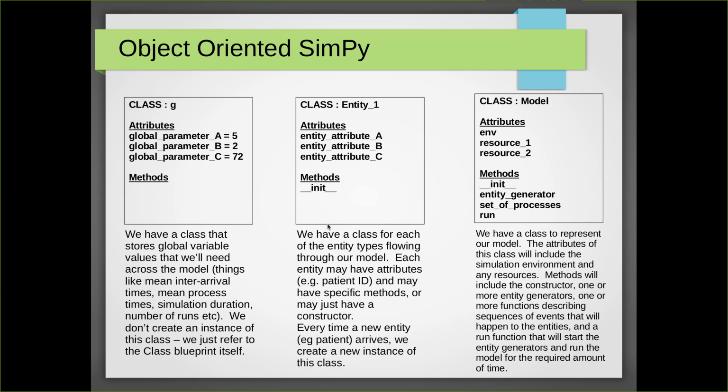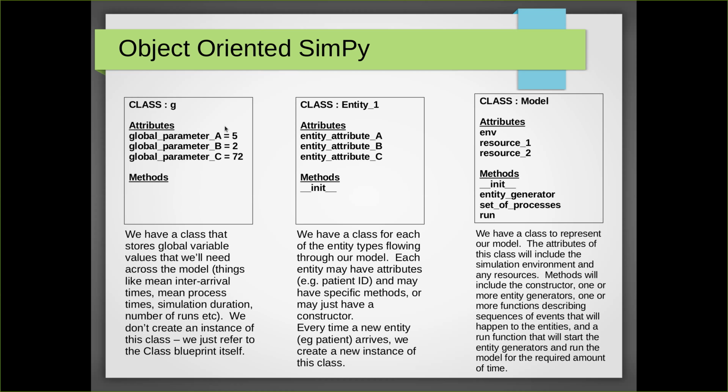So typically, you would split your object-oriented SimPy model into a number of classes. And each of those classes would do something important in your model. And you probably have a fourth one, which I will come on to a little bit later. But for now, just think about these three classes as being fundamental. So the first class that you want is a class that we typically call G. And basically, this is going to store your global variable values.